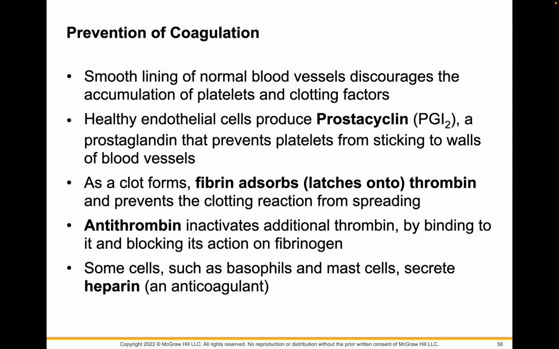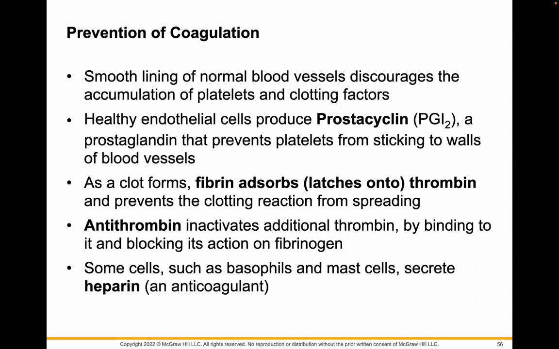So how do we prevent coagulation? The smooth lining of normal blood vessels discourages accumulation of platelets and those clotting factors. And that's why a healthy artery is important, and not an atherosclerotic one. So it says healthy endothelial cells produce PGI2, a prostaglandin that prevents platelets from sticking to the walls of a blood vessel.